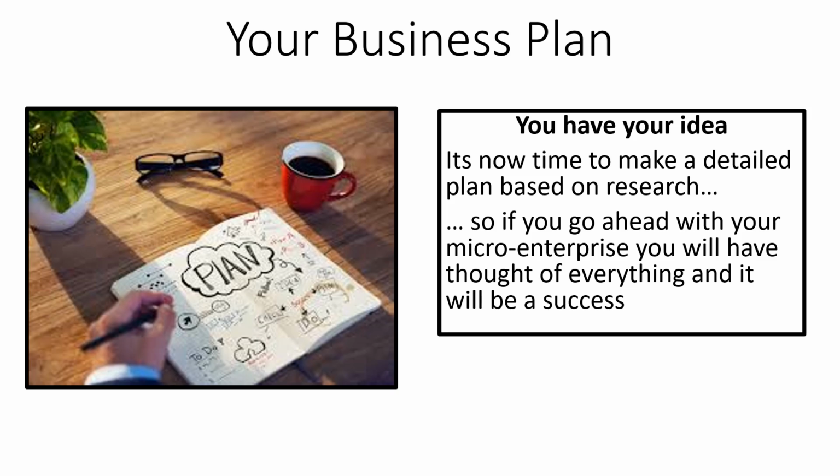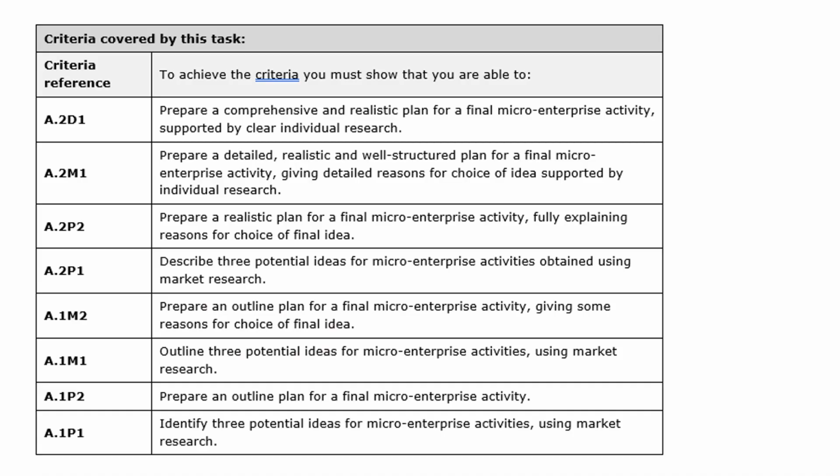So think about that. These are the assessment criteria which are available for Learning Aim A. If we look at the bottom here, level 1 P1, you've already done your 3 potential ideas, you've used market research. So if we're going to prepare an outline plan for the final micro enterprise activity, that means a really basic plan will get you a level 1 pass. If we have a look at a level 1 merit, we're still preparing an outline plan, but we're giving ideas and some reasons for our ideas, our choices.